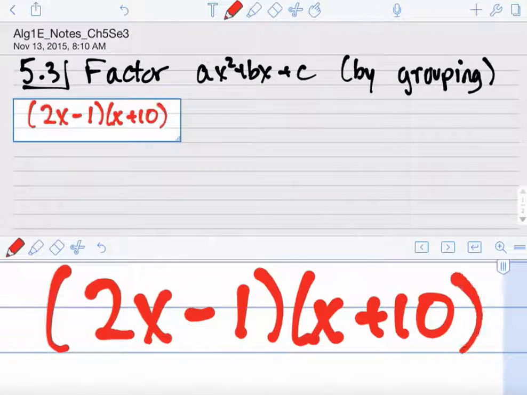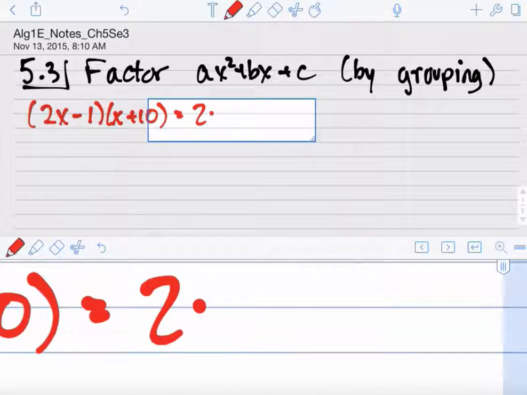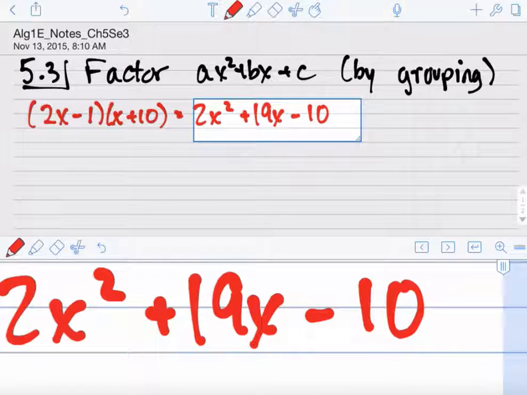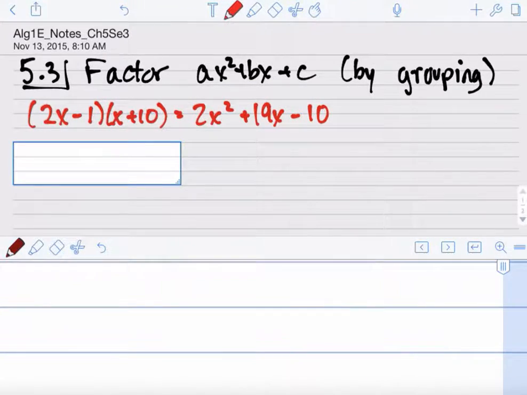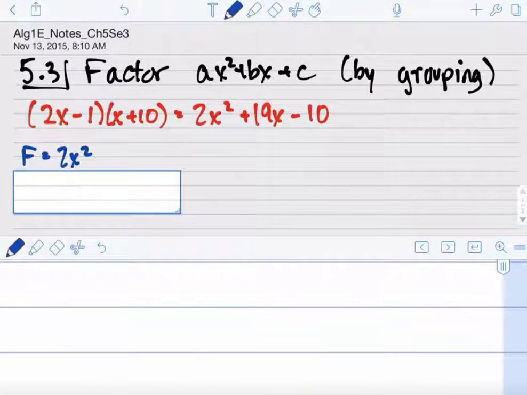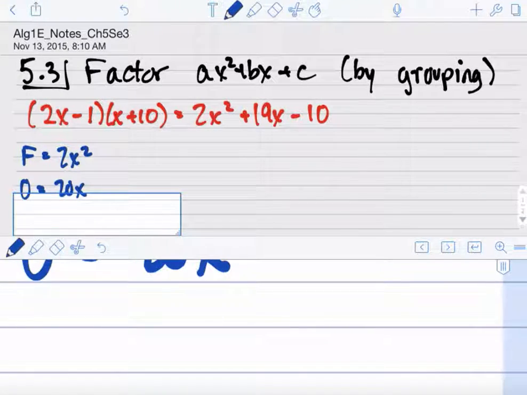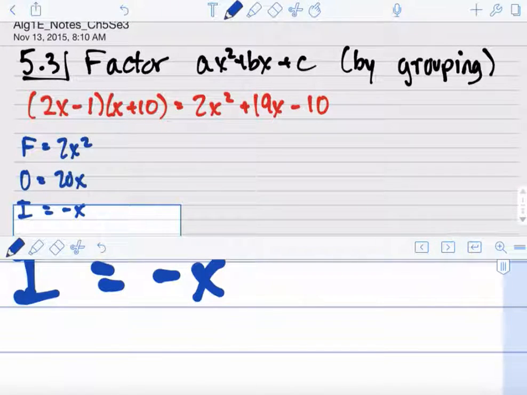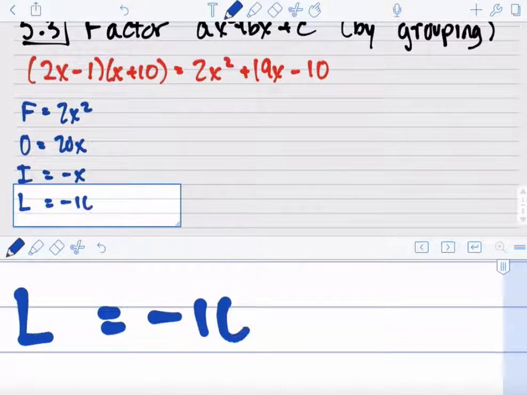Okay, if I FOIL that out, first times first is 2x squared. Outside is 20x, inside is negative 1x, so I get positive 19x. My last is negative 10. Just like I was doing with FOIL, let me write them down. F was 2x squared, O was 20x, I was negative x, and L, your last, was negative 10.